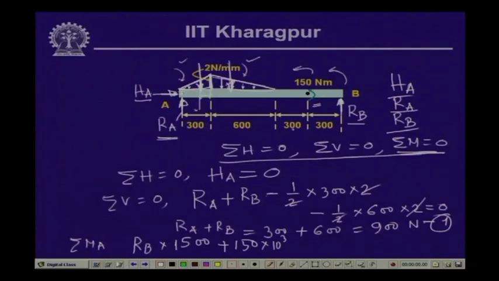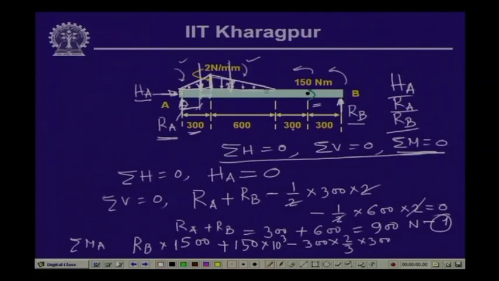So, the distance from here is 2/3 of 300. So, the load is half into 2 into 300. So, this is minus 300 times the distance, which is 2/3 of 300. So, that is the contribution of the moment from this part.